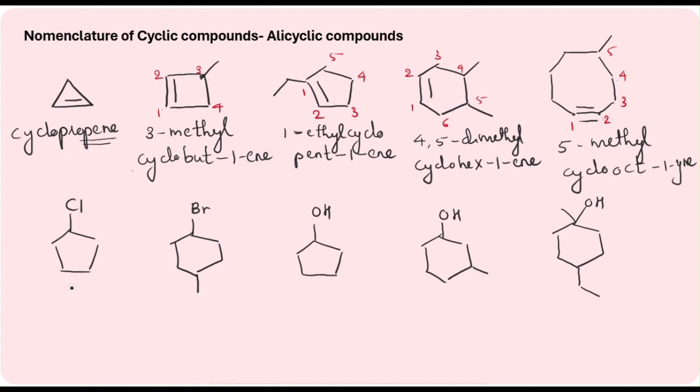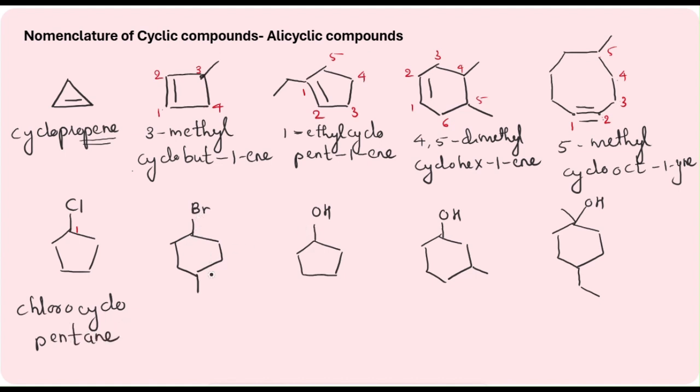Now, with halogens, how do we name them? Generally, halogens are named as haloalkane. So in this case, we are going to name them as halocycloalkane. Here, the chlorine carbon will get the first priority. Therefore, 1-chloro, or simply chlorocyclopentane.